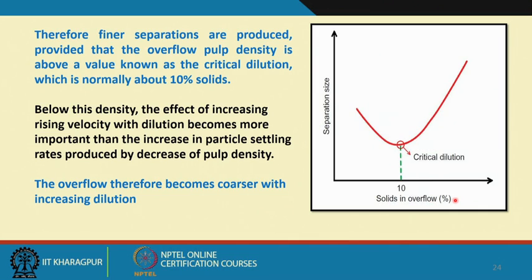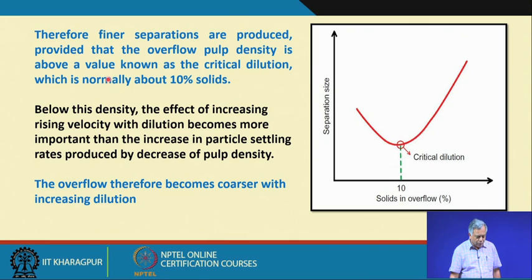Now, what is that optimum dilution, or the critical dilution, we can have? So, therefore, the finite separations are produced provided that the overflow pulp density is above a value known as the critical dilution, which is normally about 10% solids by weight. What will happen if we operate beyond this limit?